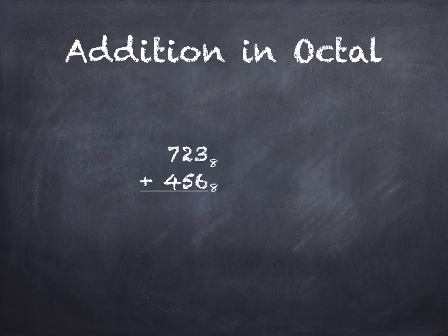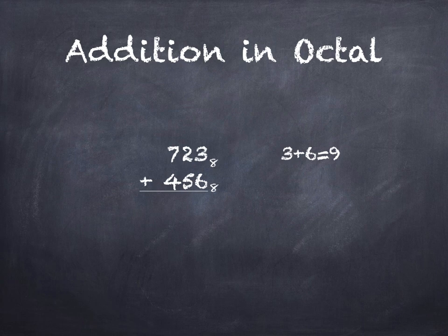So let's go to a different number system. Let's do addition in octal. You have there two numbers, 723 in base 8 and 456 in base 8. We all need to follow the same process for whatever base we want to perform the addition in. So let's start with 3 and 6. That's equal to 9.